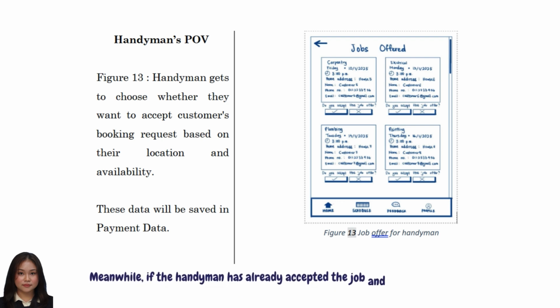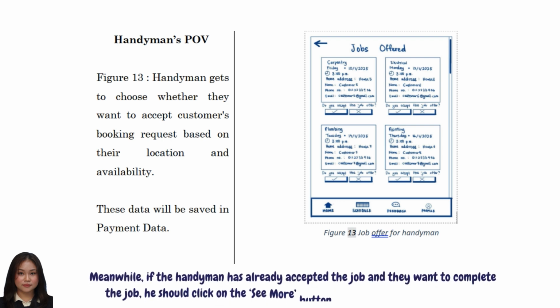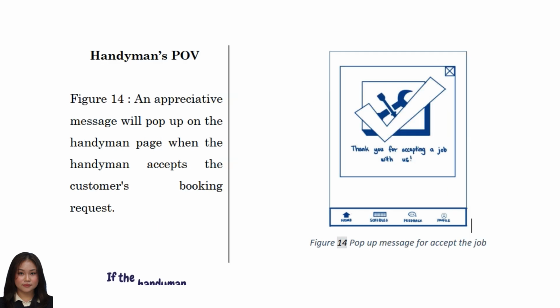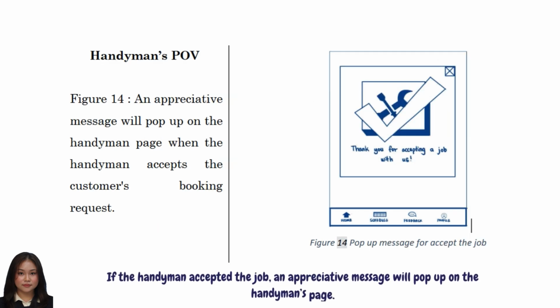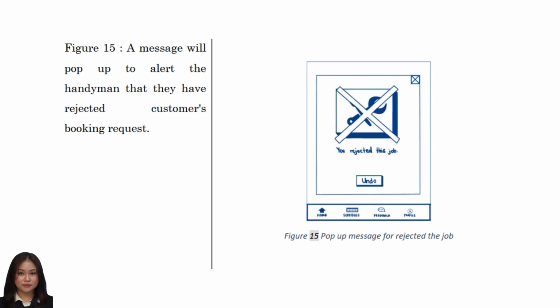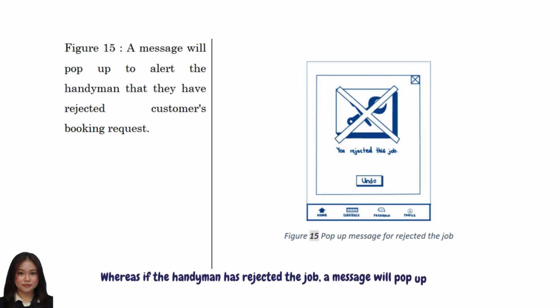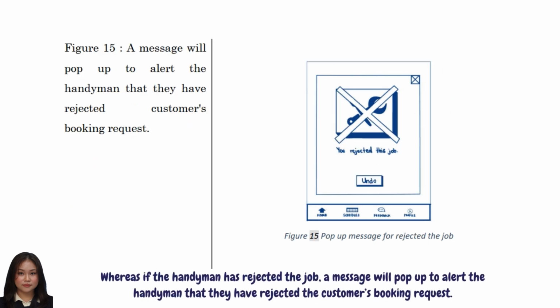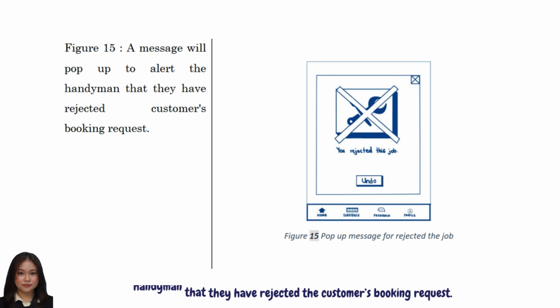Meanwhile, if the handyman has already accepted the job and wants to complete the job, he should click on the See More button under the Upcoming Jobs tab. If the handyman accepted the job, an appreciative message will pop up on the handyman page, whereas if the handyman rejected the job, a message will pop up to alert the handyman that they have rejected the customer's booking request.